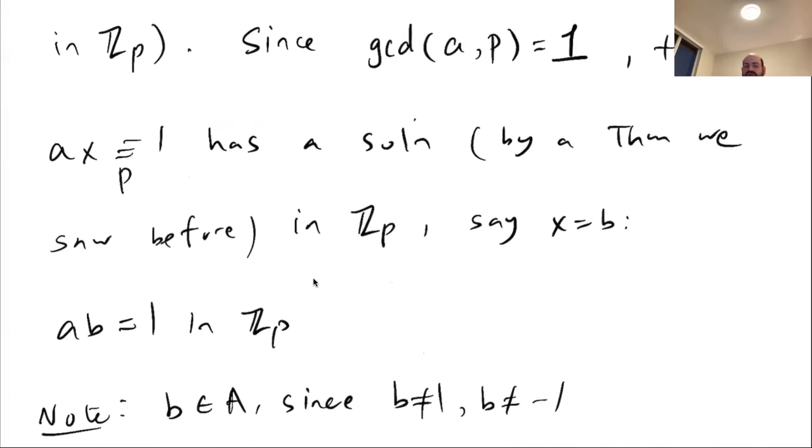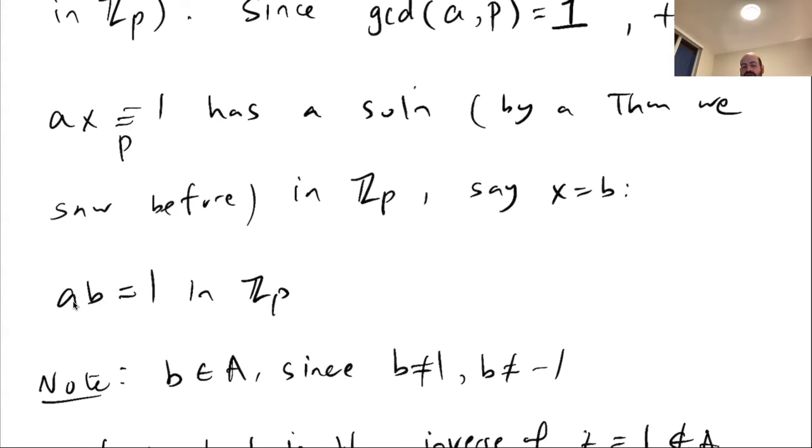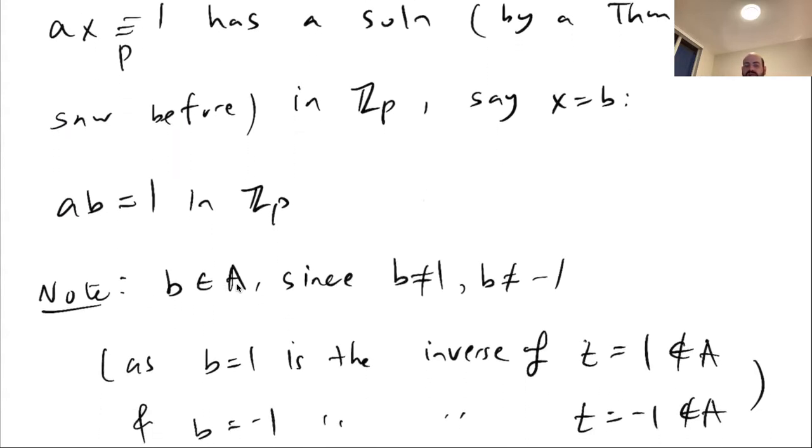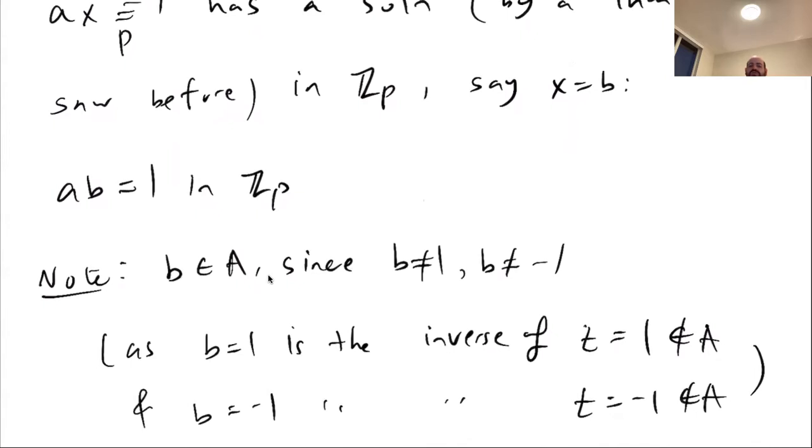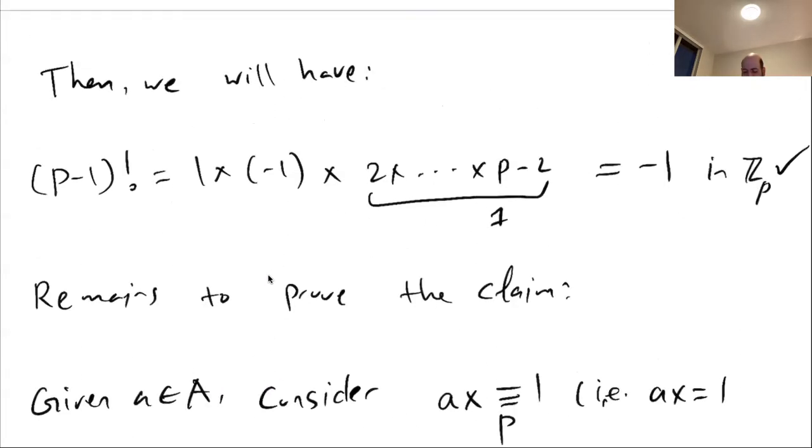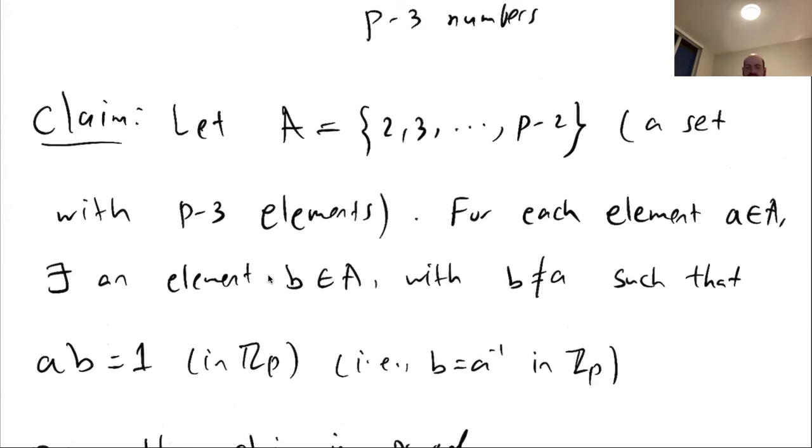But I'm not done yet proving the claim. To prove the claim, I have to show that this element B, which is the inverse of a, is also in the set capital A, and also that B has to be not equal to a. What was capital A? Capital A is the set of elements 2 to P minus 2, so basically every element in ZP except 0, 1, and minus 1. Of course, B cannot be 0 because 0 has no inverse and is not the inverse of any number either.